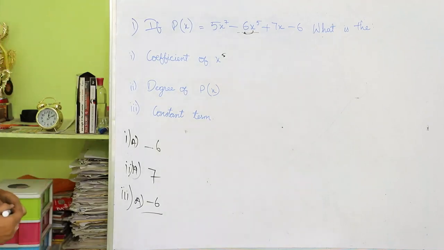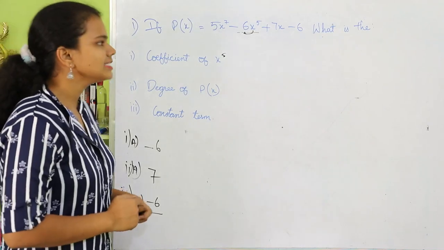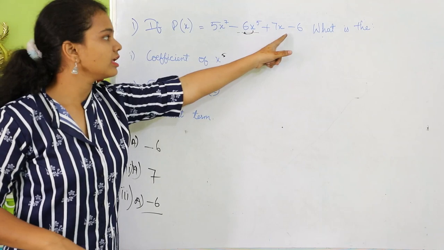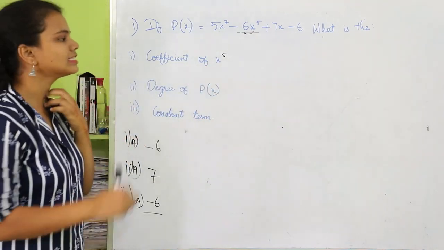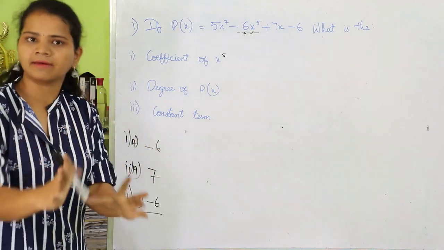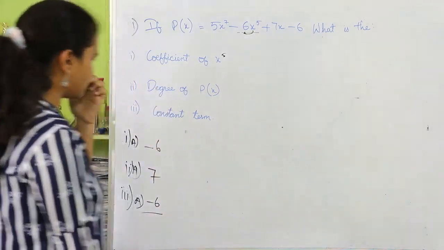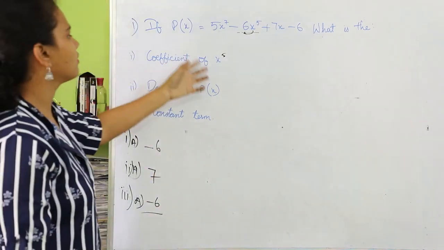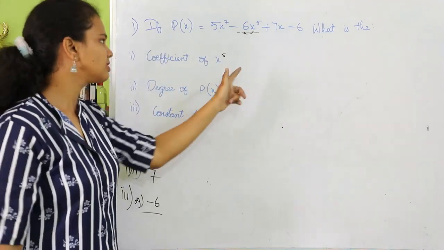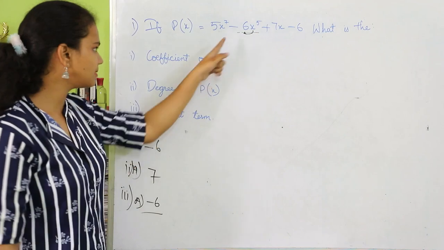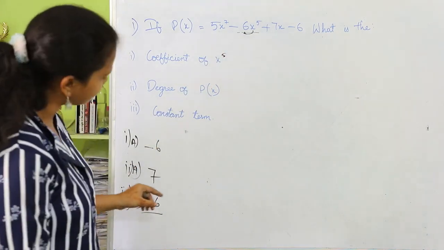Clear? Constant term means it won't have any variables bonded to it. It's only the number, something like a constant one. So that's called the constant term. Clear? So the coefficient of x power 5 is minus 6. And degree means the highest power in this given polynomial, where 7 is the highest, so 7 will be the degree.